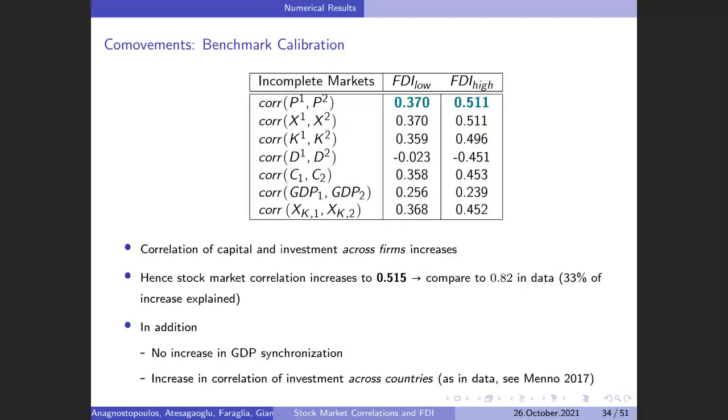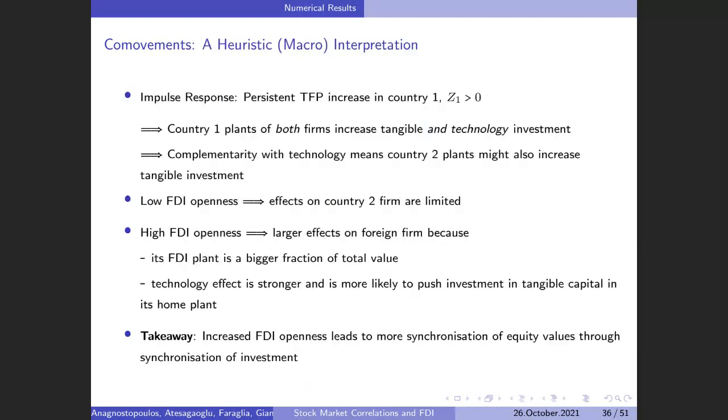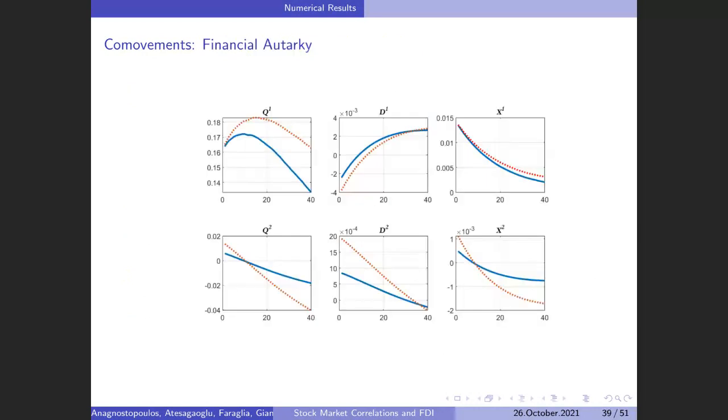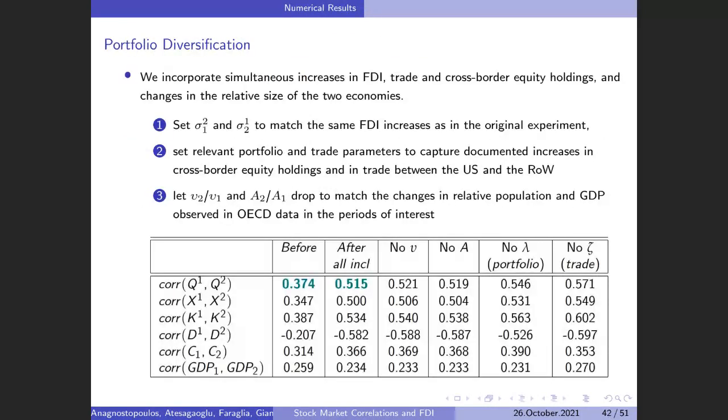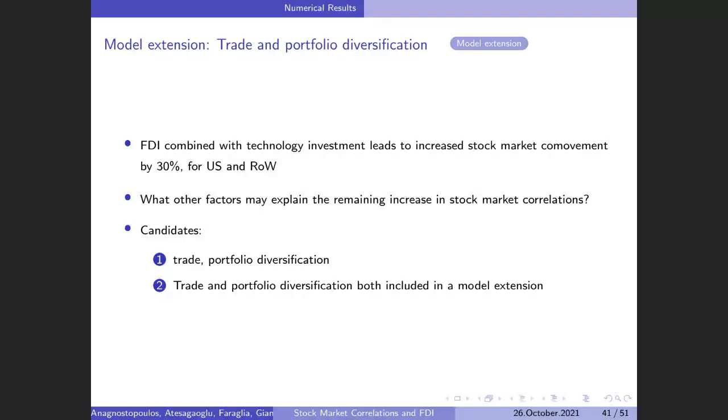All right. Now, these are the results that we get from our model when we just look at the level of FDI. There's one last thing I would like to talk about, and then I'm going to wrap up the results. We talked about some alternative explanations provided in the literature, like trade and portfolio diversification. So we wanted to check in our structural setup if these explanations can contribute to the increase in the stock market correlations.